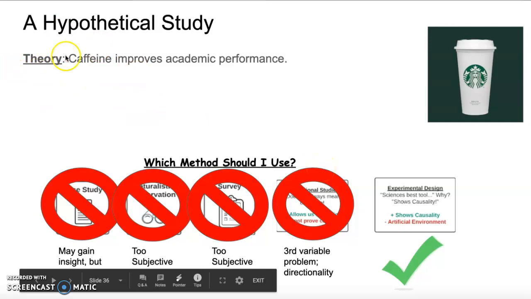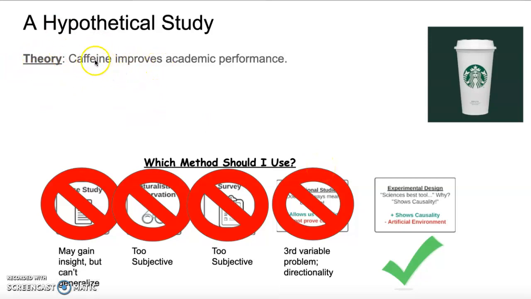And what we mean by that is if you look at the wording of this theory, remember we're not saying caffeine and academic performance are related to one another. We're saying that caffeine is the single thing, the independent variable that improves academic performance. So to support this theory, we want to test whether caffeine actually causes an increase in academic performance rather than it's just related to it.